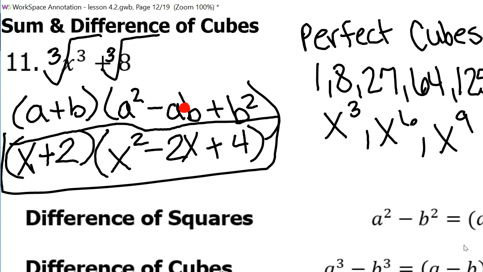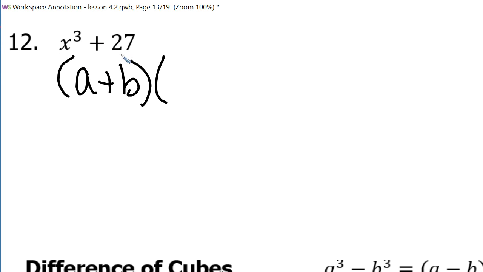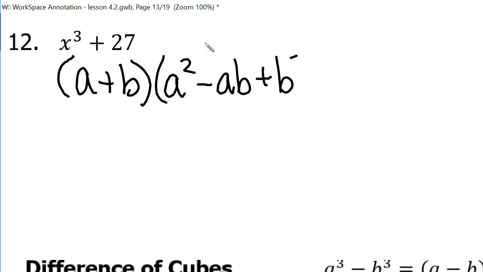Next one, number 12. Is x cubed a perfect cube? Yes. Is 27 a perfect cube? Yes. So is this formula going to be the difference of cubes or the sum of cubes? Sum of cubes. And the formula, off of the formula sheet you'll be given next week, is a plus b for the binomial. For the trinomial, it's a squared minus ab plus b squared.